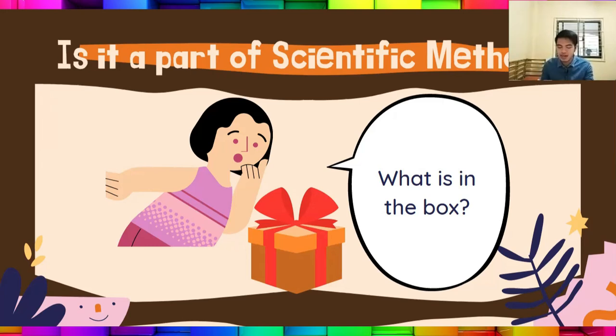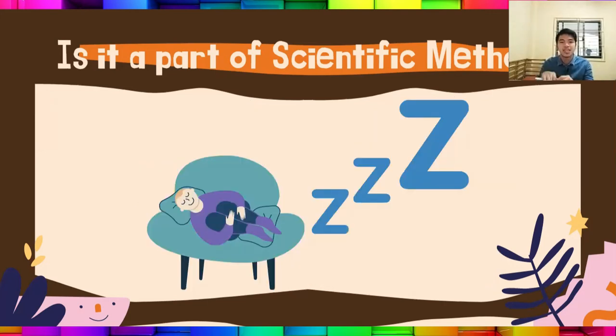Here, the girl said, what is in the gift box, or what is in the box? If you think that this is a part of a scientific method, you can check it on your book. Number 2. Sleeping. Do you think sleeping is part of the scientific method? If you think so, you can check it on your book. And if you don't think so, you can leave it blank.